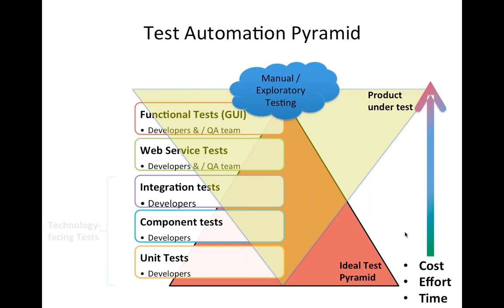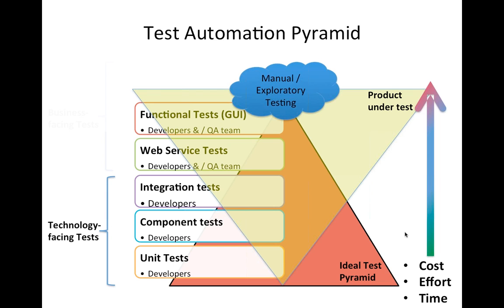So the cost involved in getting these environments up, the effort required to get it up, and of course the time required for the test to execute keeps going up as you go from the bottom of the pyramid to the top of the pyramid. What this means is the more effort you put on the top layer of the pyramid, the feedback to the developers, to the team, is getting delayed more and more.